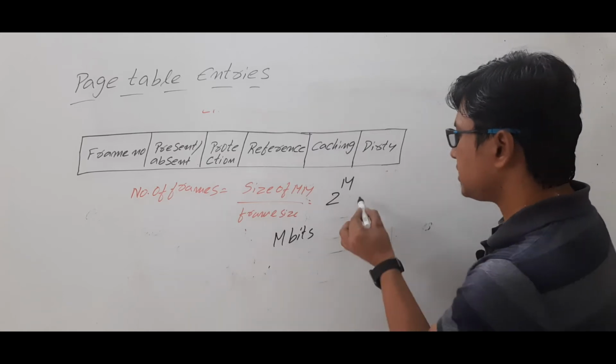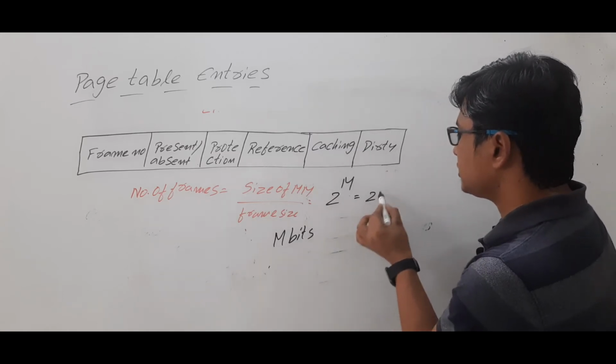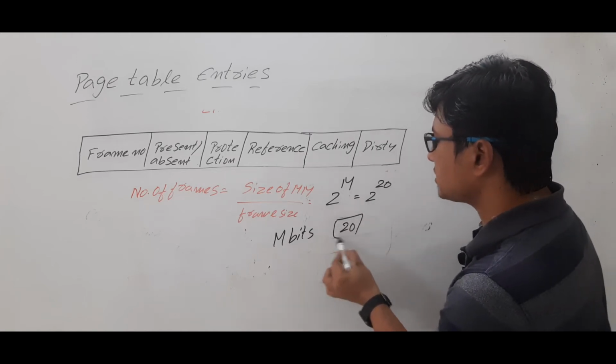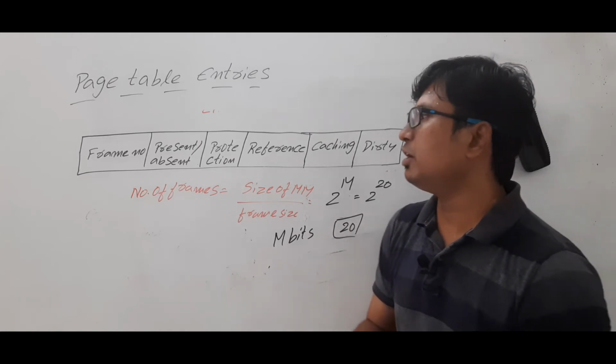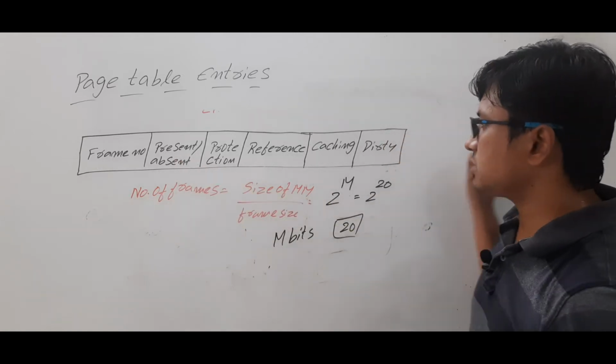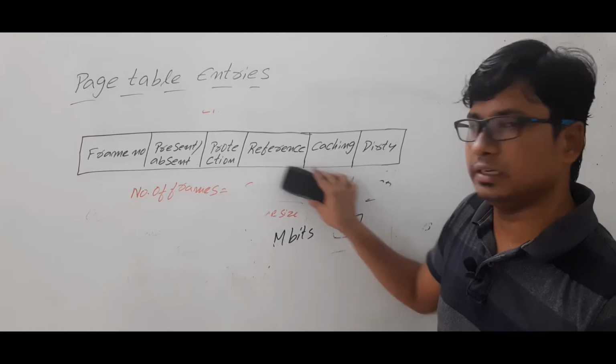Is it clear? Suppose let's take that the number of frames is 2 power 20. Then 20 bits are required to represent one frame. So this frame number will occupy 20 bits in that case. Is it clear? Now we will discuss about the present or absent bit.